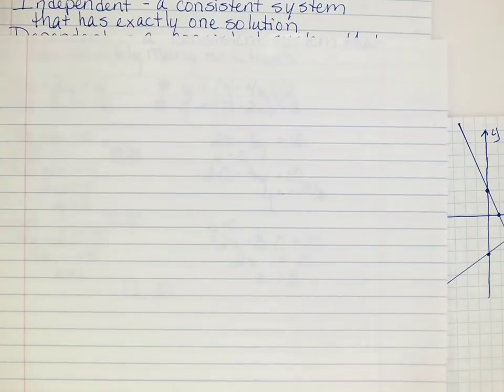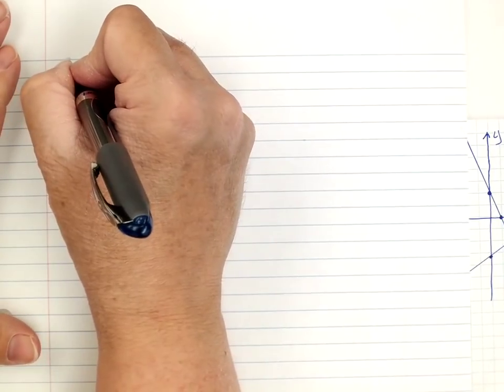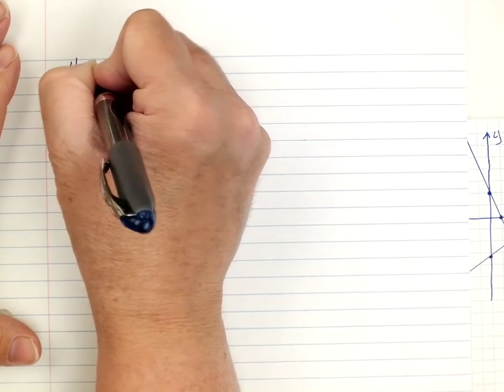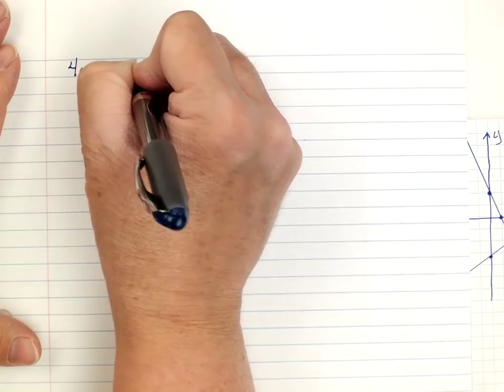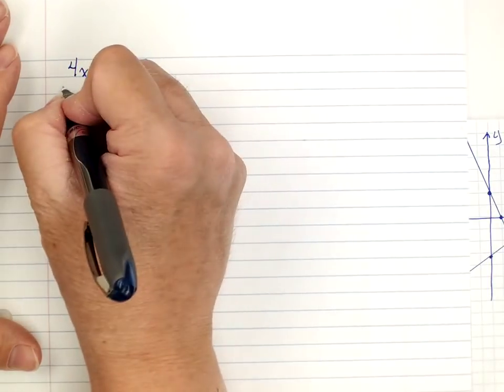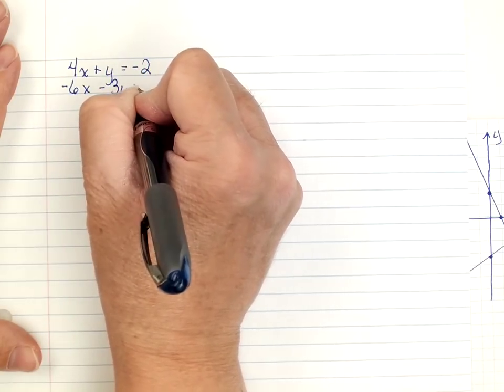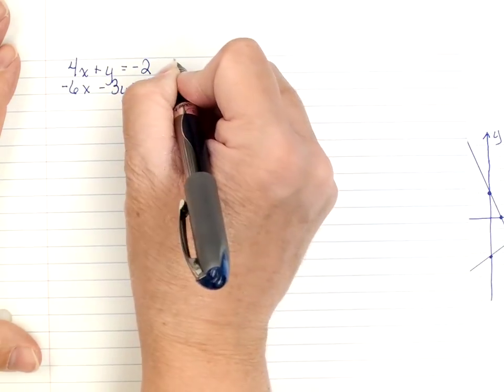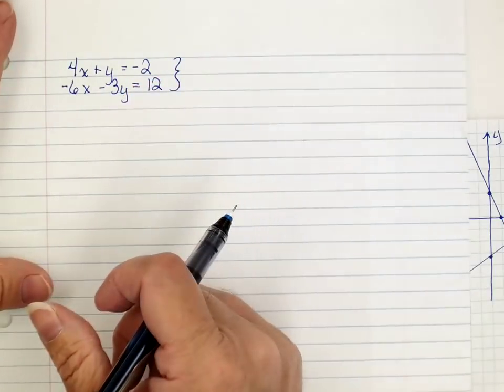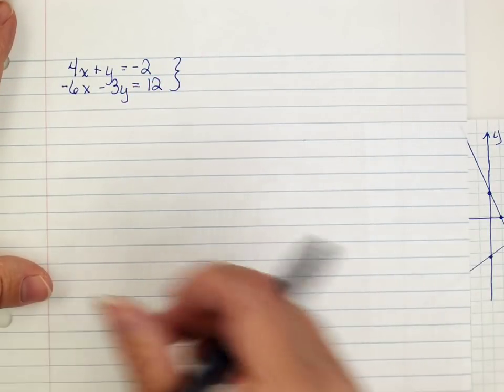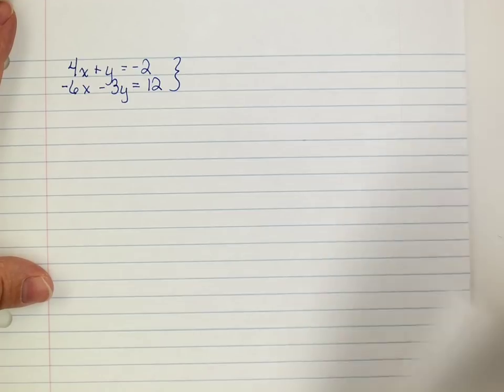So, let's try another problem. So, let's say we have the set of 4x plus y equals negative 2 and negative 6x minus 3y equals 12. So this is our set of equations. So what can we do? Well, we can graph these.